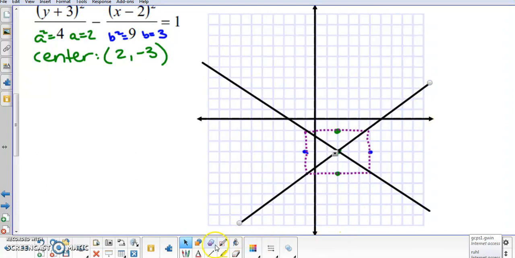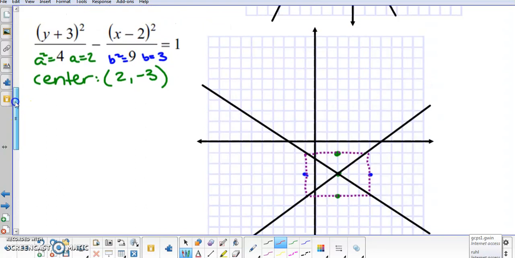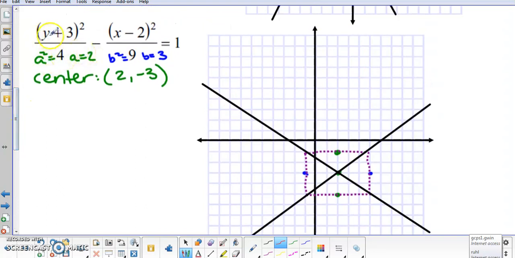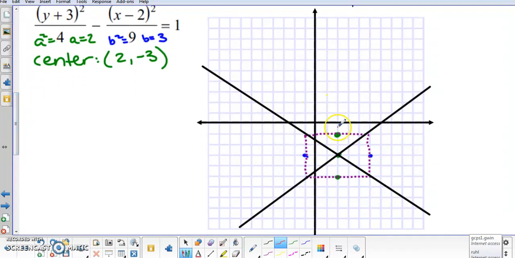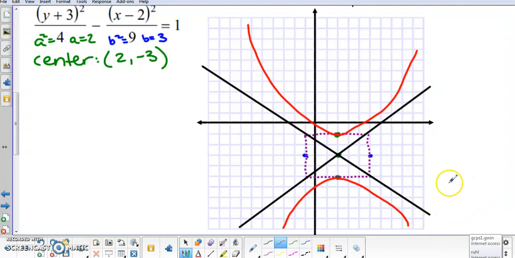Alright. So now I just need to figure out which way my graph is opening. My a squared is always my vertices, so yes, I can have a horizontal box and I can open up, because that's exactly what I'm going to do here, because my a is underneath the y. It's always whichever one's on the left there. So I've got my graph. Look at something like this. Okay.